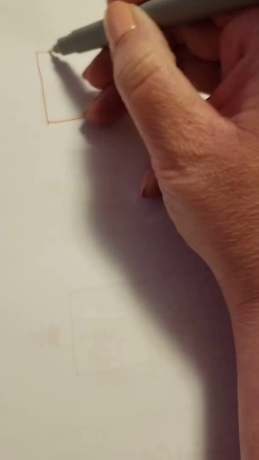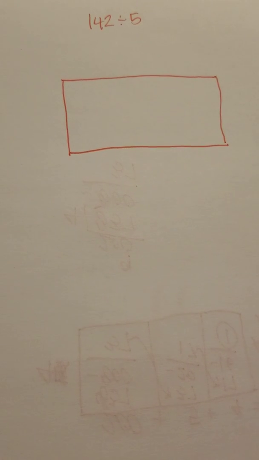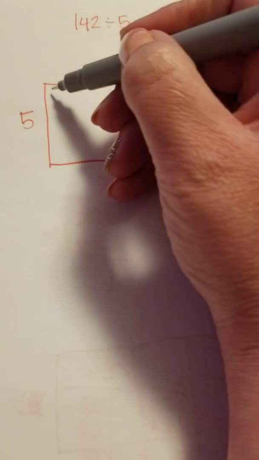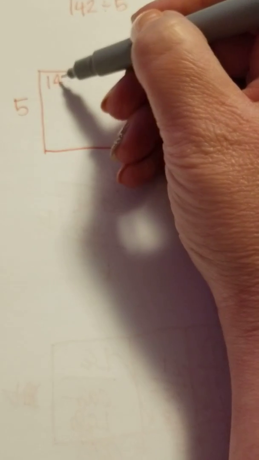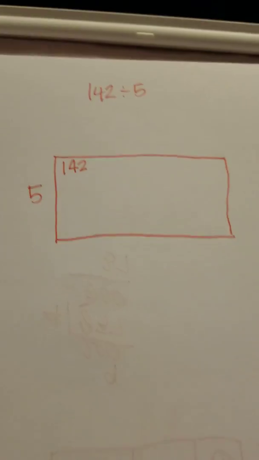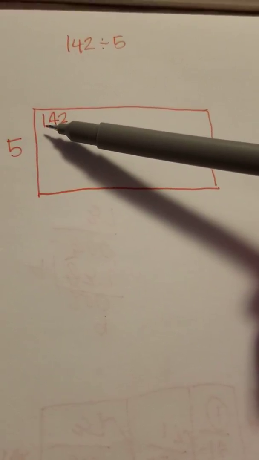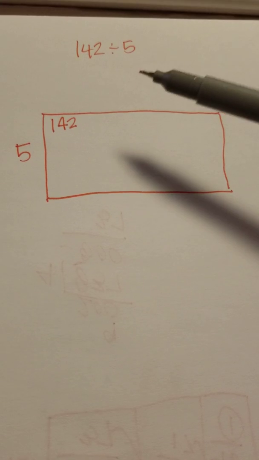So I'm going to start by drawing a box just like I did in my other ones in my area model for multiplication. I'm going to put my divisor on the outside. That's the number I'm dividing by. And I'm going to start right here with my 142. I'm going to put them up in the corner. And then the kids have to think, 5 goes into 142 how many times without going over?